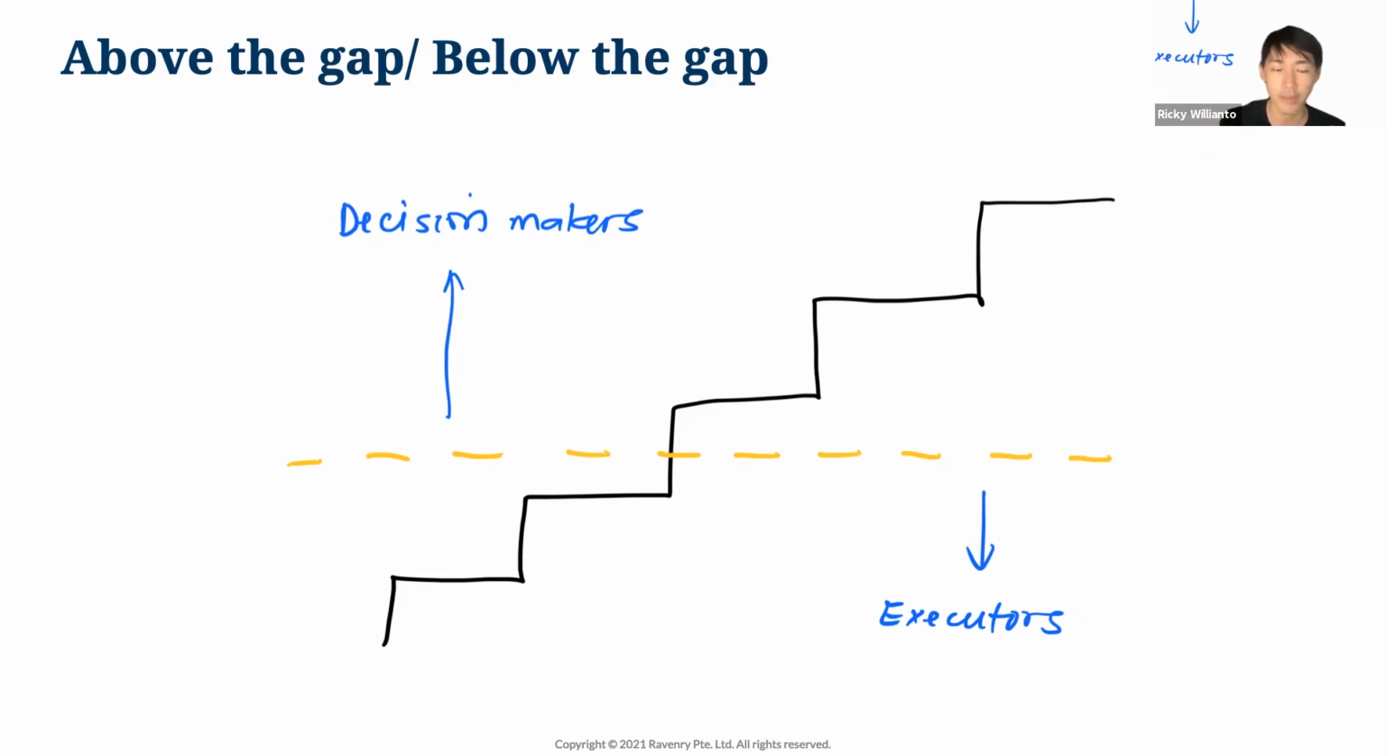So as you're thinking about your customer segment, think about whether they are actually a decision maker, are they above the gap? Because that will help you move your sales cycle much more quickly.